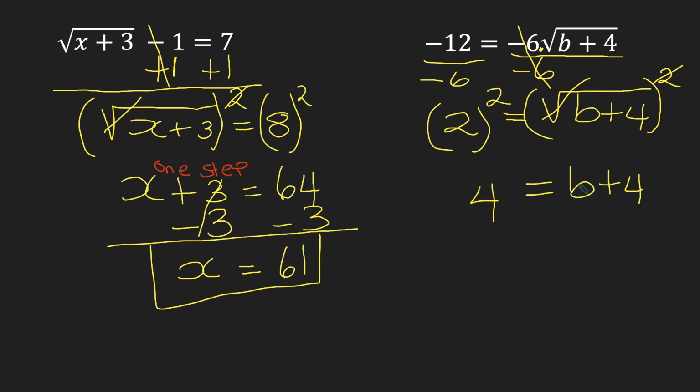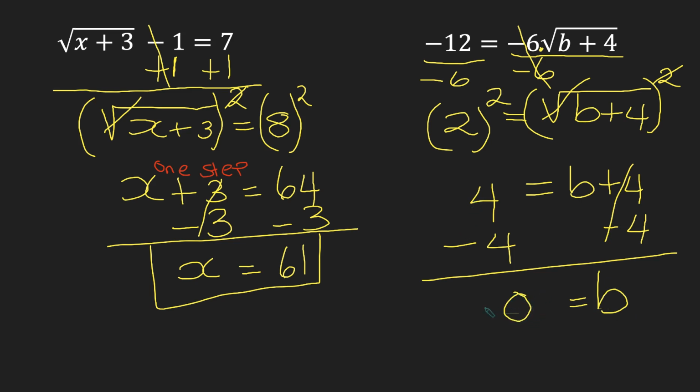I want to isolate the b, so I need to get rid of the 4, which is connected by addition. So I do the opposite. I subtract 4 on both sides. That cancels. I have my isolated b on the right. And when the signs are different, I subtract. 4 minus 4 is 0. And I am finished. b equals 0. So these last two problems are in the category of difficult.